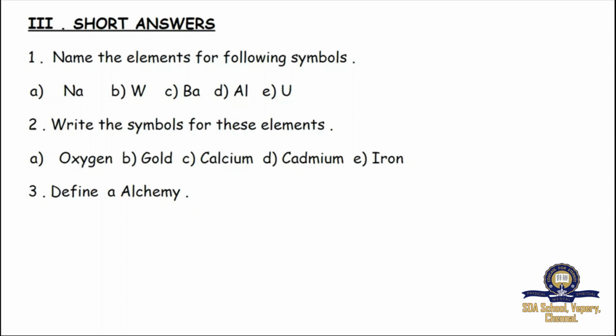Next one, short answers. The first one is name the elements for the following symbols: Na, W, Ba, Al and U. Second one is write the symbols for these elements: oxygen, gold, calcium, cadmium, iron. For these elements, you have to write the symbols. The third one is define alchemy.